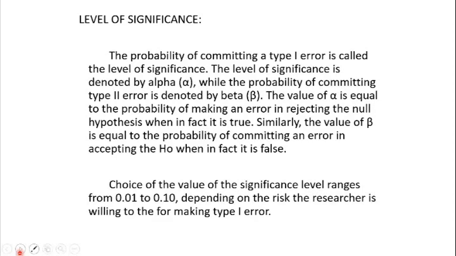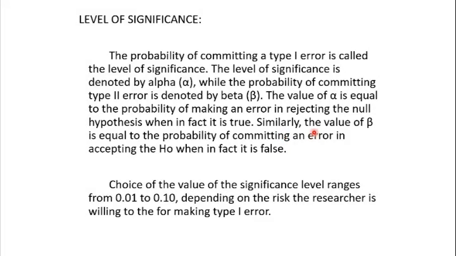And then we also have here the level of significance. So sa level of significance daw, it is the probability of committing a type 1 error is called the level of significance. The level of significance is denoted by alpha, while the probability of committing the type 2 error is denoted as beta. And then the value of alpha is equal to the probability of making an error in rejecting the null hypothesis when in fact it is true.